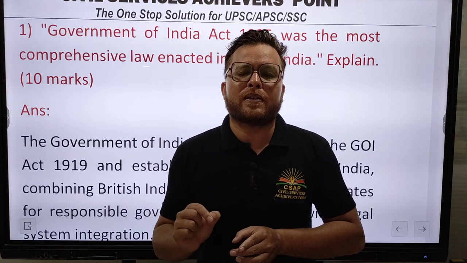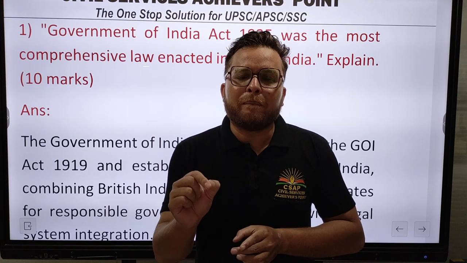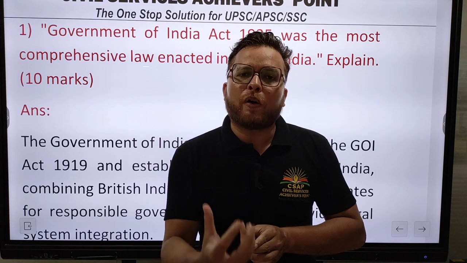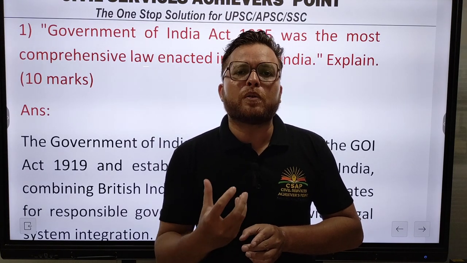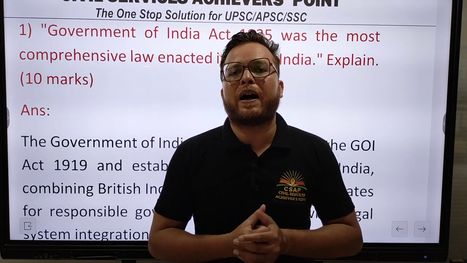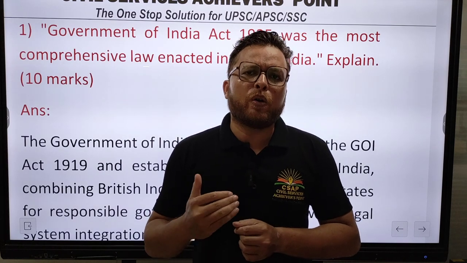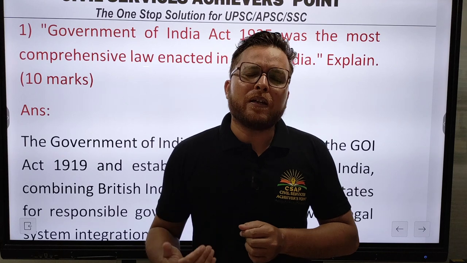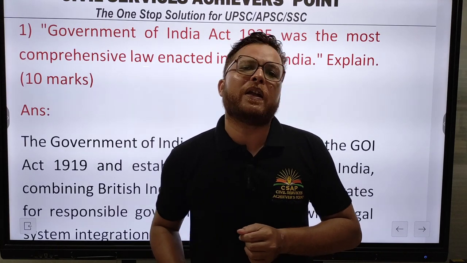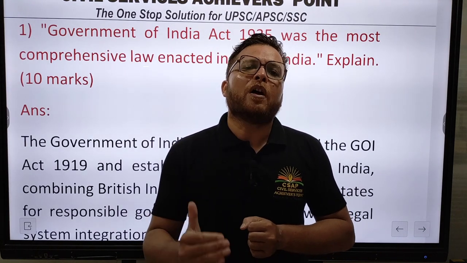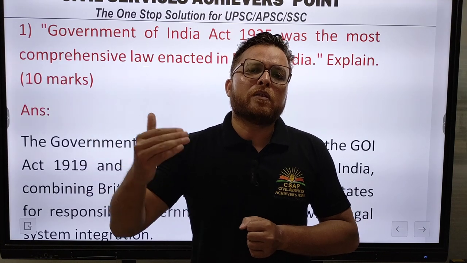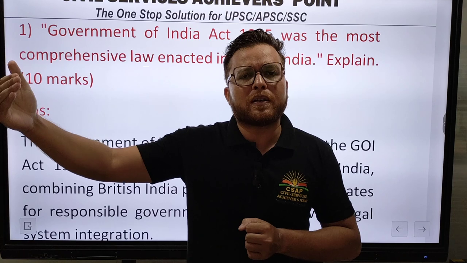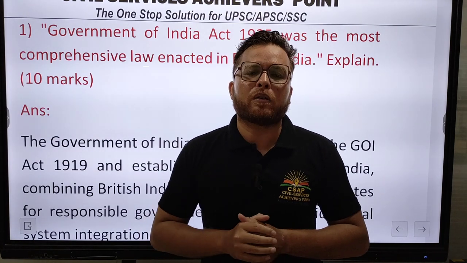Language was made a basis for carving out two important provinces out of Bengal, and those two provinces were Odisha and Bihar. All this while, Odisha and Bihar used to be a part of the Bengal province. For the very first time, they were made into separate provinces by the Government of India Act 1935, which took the number of Indian provinces to 11. Very, very important point.